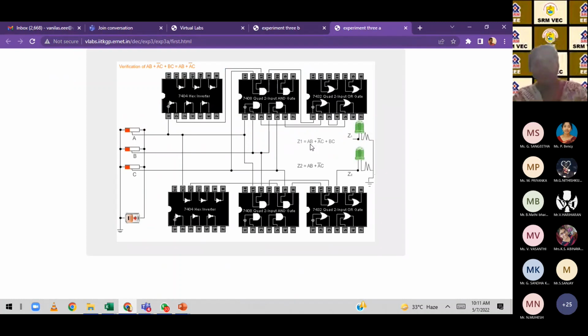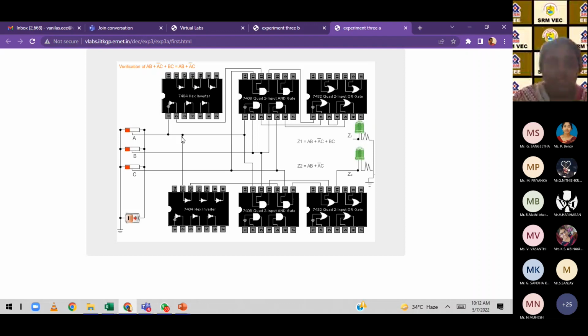So in this case of AB, A bar C and BC, what is that actually? See, the connections are getting reduced when you compare with Z1 and Z2. If there are lesser connections, then what happens? There is lesser processing. For lesser inputs, we'll get lesser processing, so that we can save the power and the speed of operations.